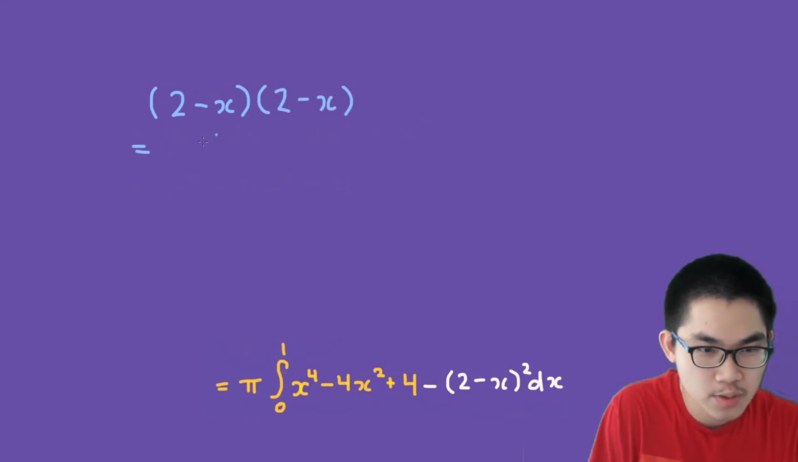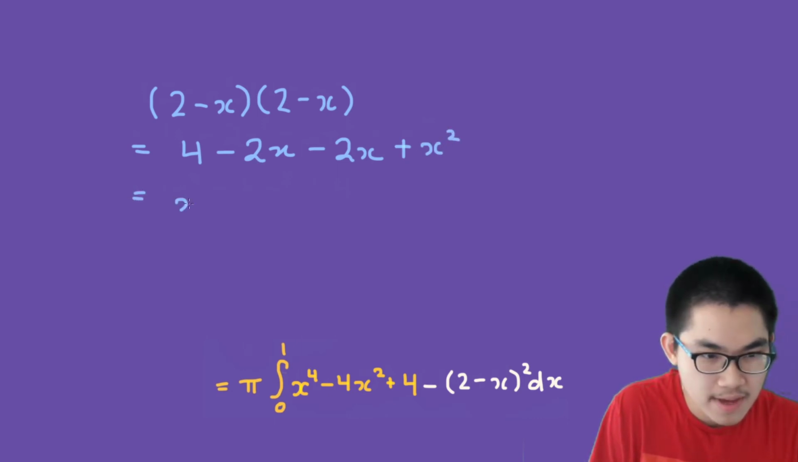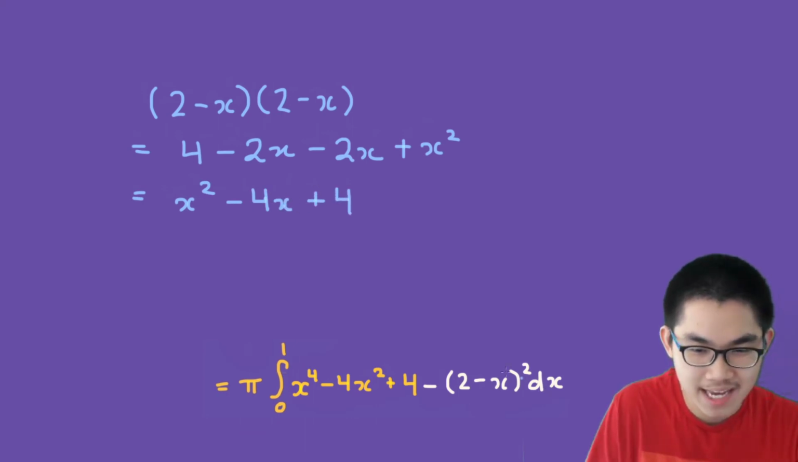Now 2 times 2 is going to give you 4. 2 times negative x is negative 2x. Negative x times 2 is negative 2x. And negative x times negative x is positive x². And this is the same as x² - 4x + 4. So let's put this back into our integral.